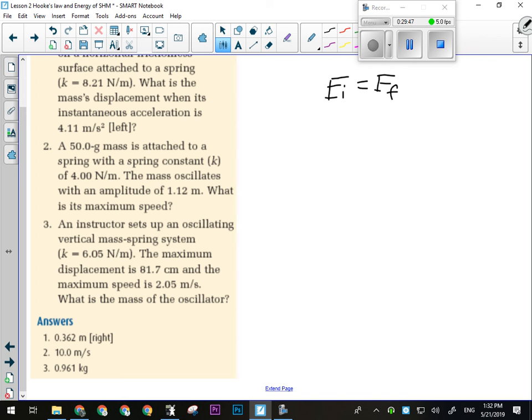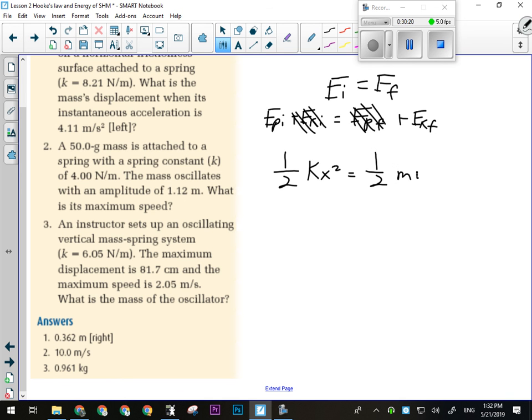So we set this up like law of conservation of energy. We'll say the initial potential plus the initial kinetic equals the final potential plus the final kinetic. However, we'll be able to eliminate a couple of these because a few of them are 0. At the maximum amplitude, there is no speed, so there's no kinetic energy. At the maximum speed, there is no potential energy. So what we're left with is the initial potential equals the final kinetic. In other words, 1/2 kx squared equals 1/2 mv_f squared. Sorry, that should have an i beside it there.